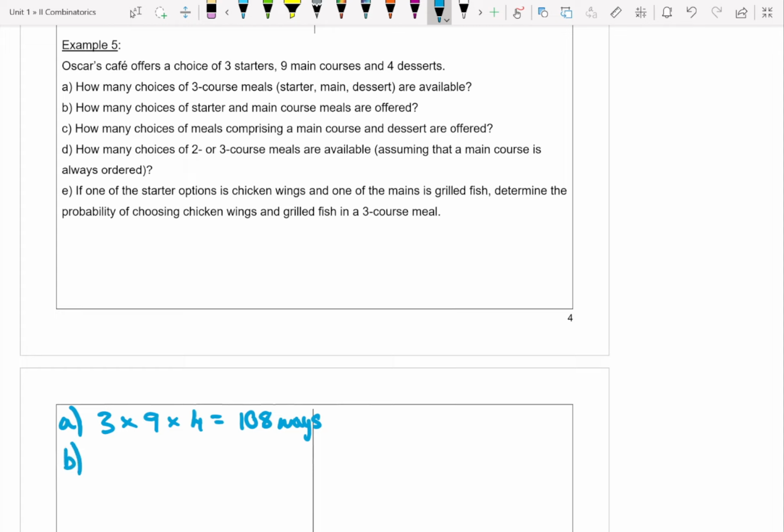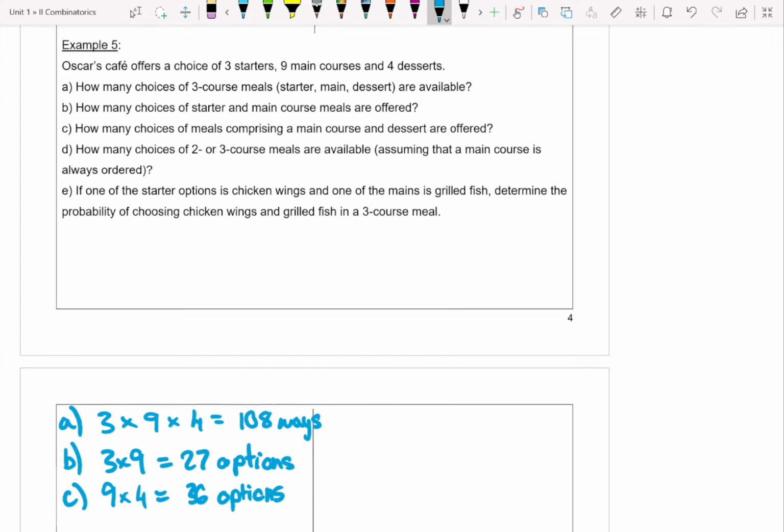Part B is asking us, how many choices of starter and main course meals are offered? So that's just starters and mains. So that's just going to be 3 times 9, which is 27 options. Part C. How many choices of meals comprising a main course and a dessert are offered? So that's going to be 9 times 4, 9 mains, 4 desserts. That's going to be 36 options we can take.